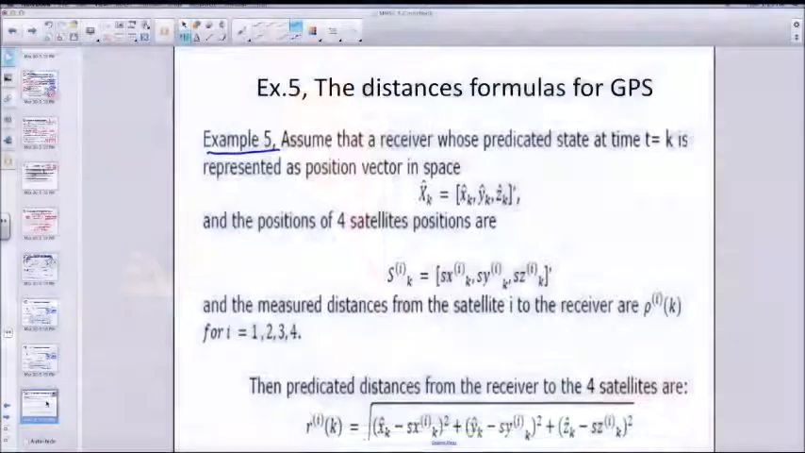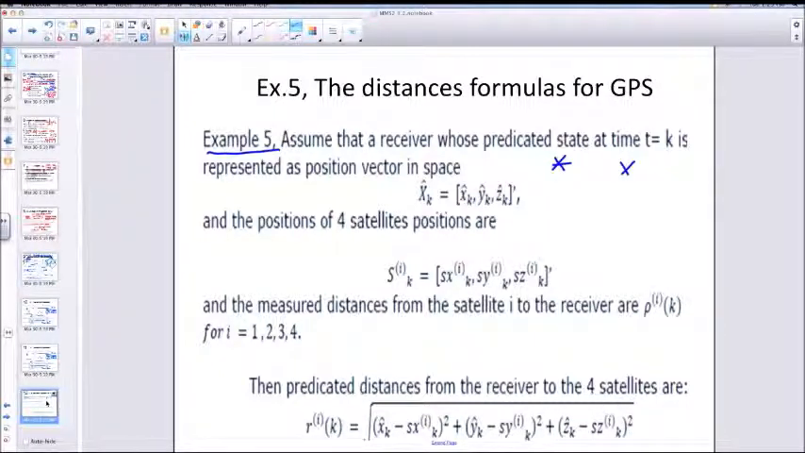In this example 5, we got the distance formula. Well, now let's have 4 satellites in the sky and the receiver right here. It gets the signal from the satellites, and the timestamp the receiver got helps it to measure the distance, which is given in such a formula.